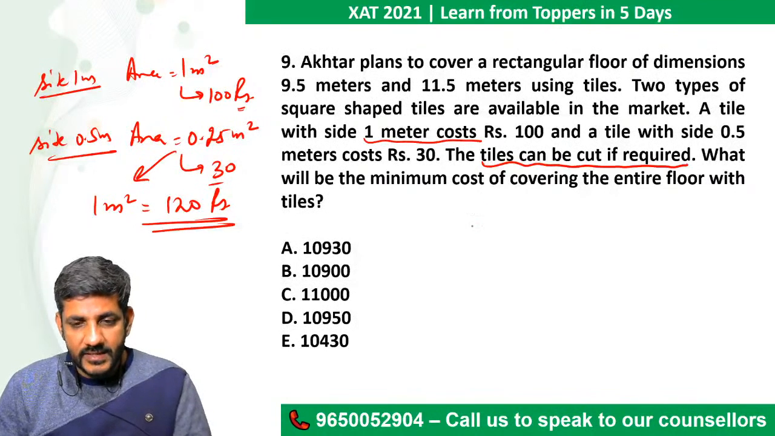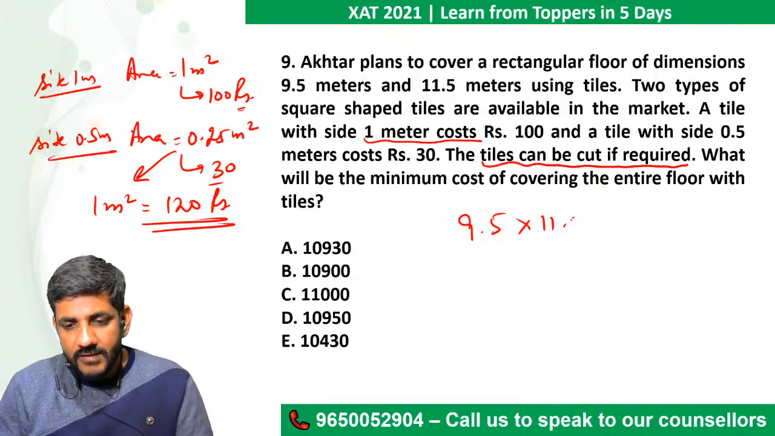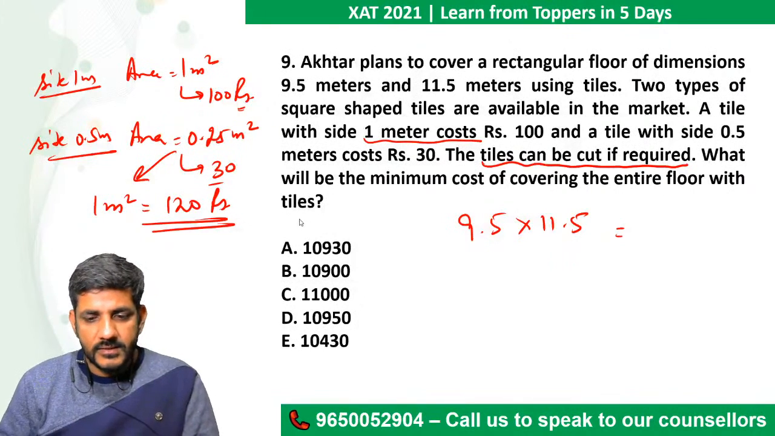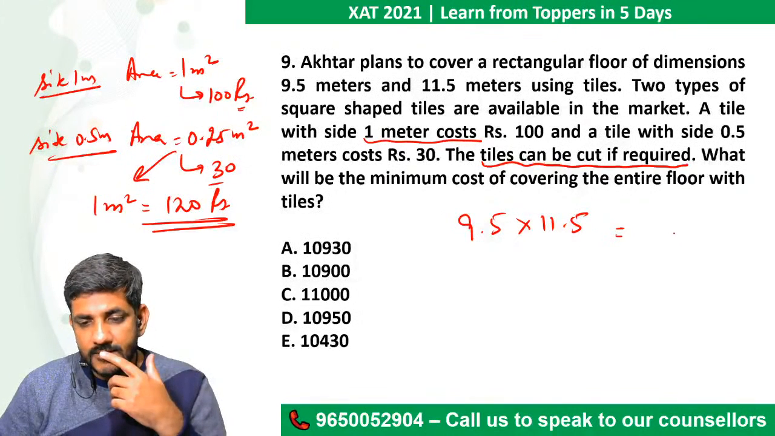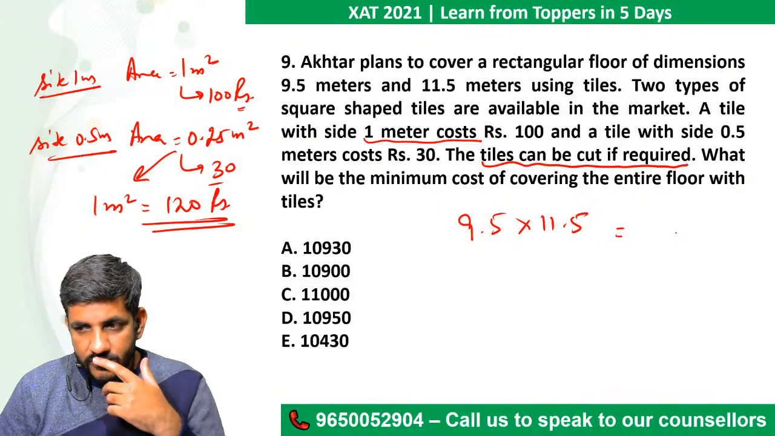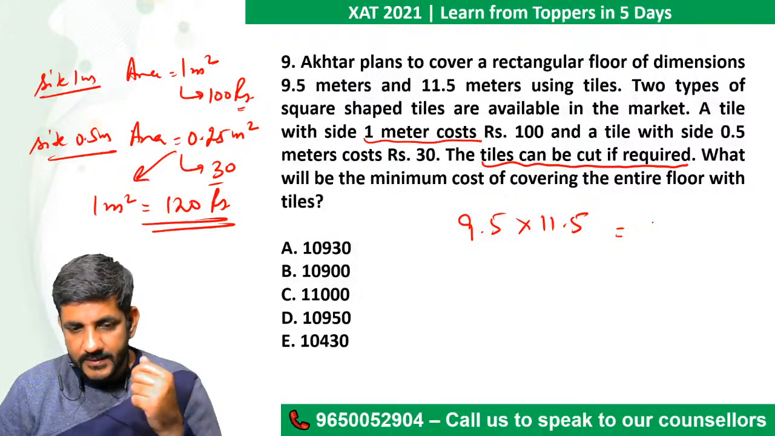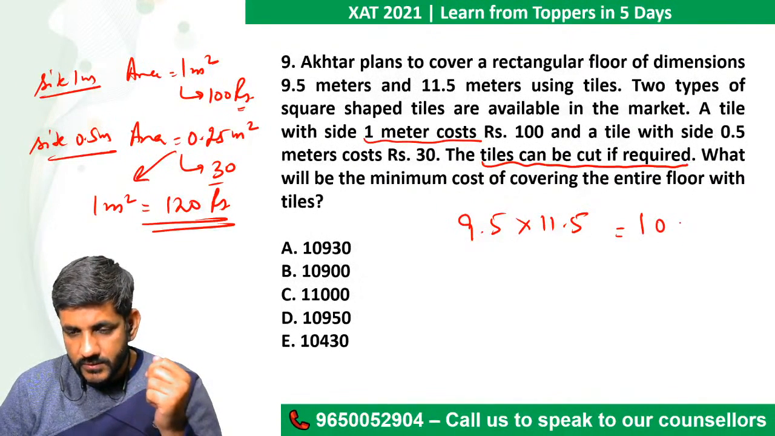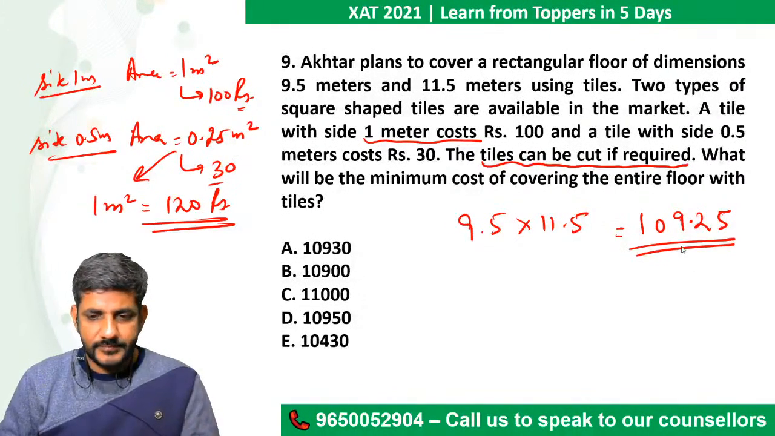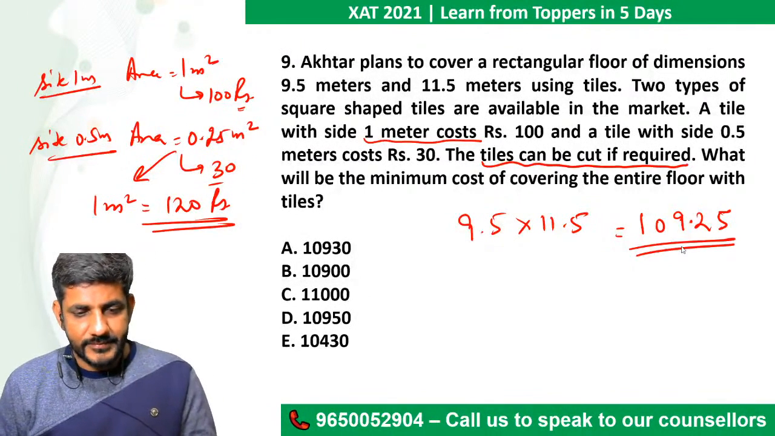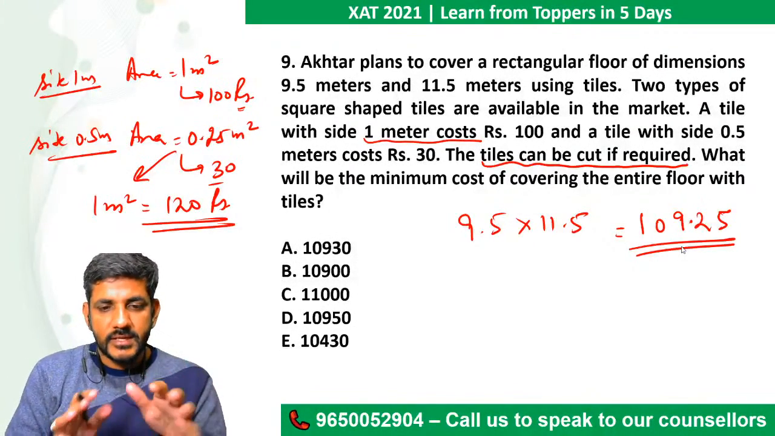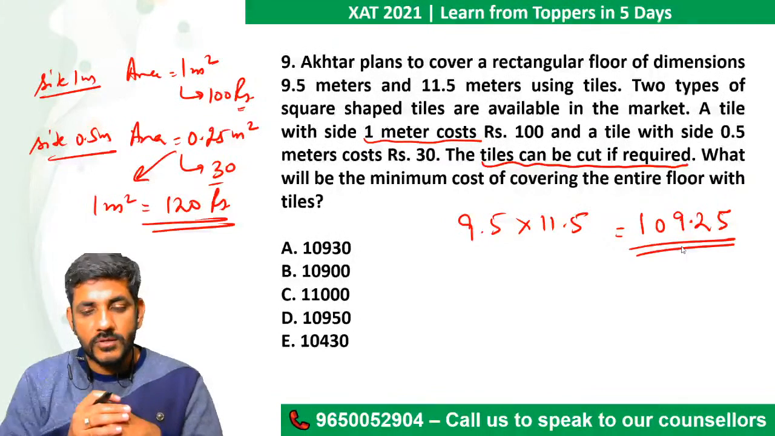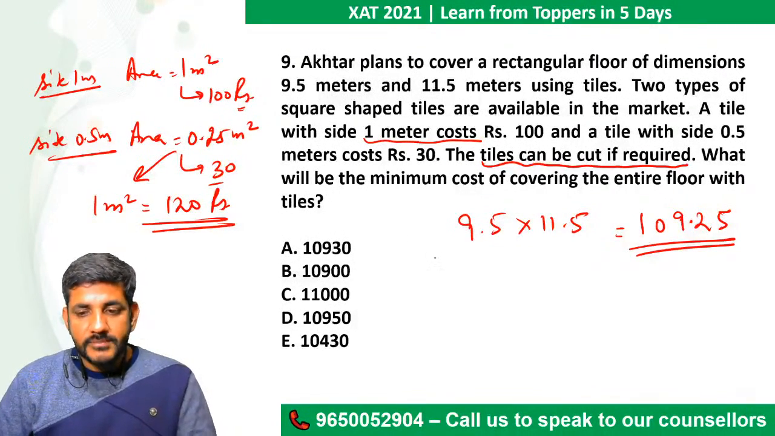So what is the total area that we have? It is 9.5 into 11.5, right? This is the total area, 9.5 into 11.5. So how much will this come to? It is 105 squared, that is 11025, minus 100. So it is 10925. So the total area becomes 109.25.